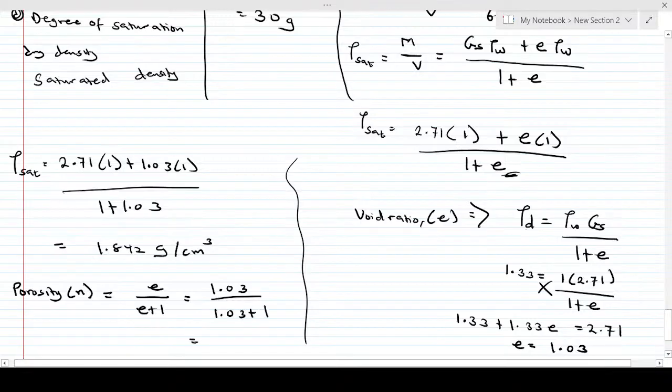Then we have our porosity to be 0.507, which can be represented as a percentage. So we multiply by 100%, that gives 50.7%.